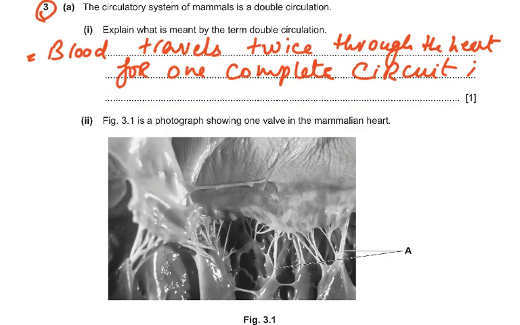Then we come to question 3. The circulatory system of mammals is a double circulation. Explain what is meant by the term double circulation. 1 mark. Blood travels to the heart twice for one complete circuit, or you could have said pulmonary and systemic circulation, and you could have given a little more about it, but basically you had to get your 1 mark.